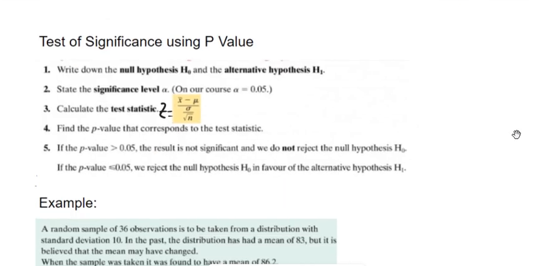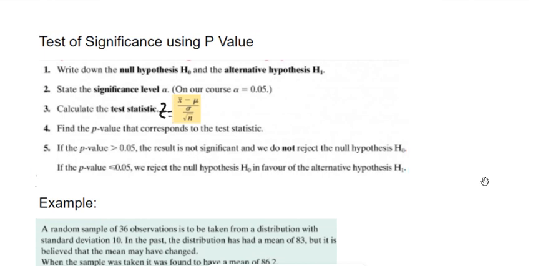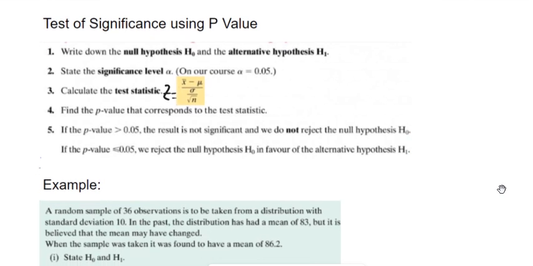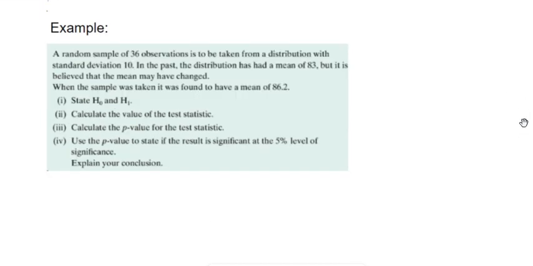And then the last bit: if it's greater than 0.05, the result is not significant, so we do not reject. But if it's less than or equal to it, then it is significant. Therefore, we reject the null hypothesis and take the alternative.